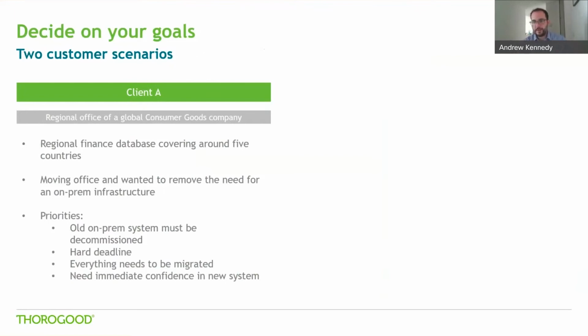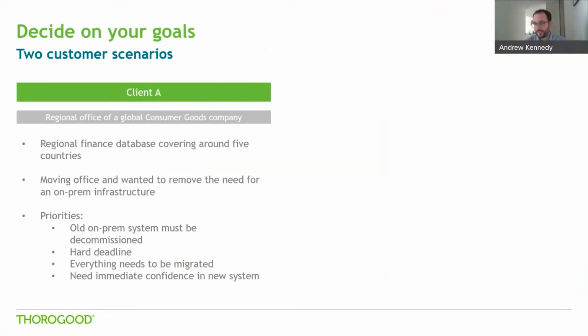And in their scenario, they were moving office and they wanted to reduce the need for on-prem infrastructure. In fact, not just reduce it, they wanted to eliminate the on-prem infrastructure. So they were moving entirely to the cloud, and they were doing that in line with an office move. So what are the priorities when you do that? First off, the old on-prem infrastructure has to be decommissioned. The new office they set up and spec'd out didn't have space for infrastructure to sit there. So they had to completely decommission that old system and replace it.